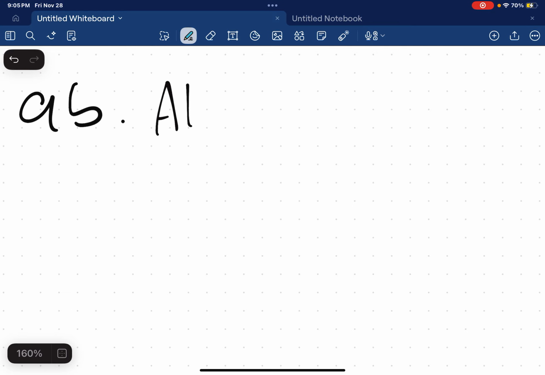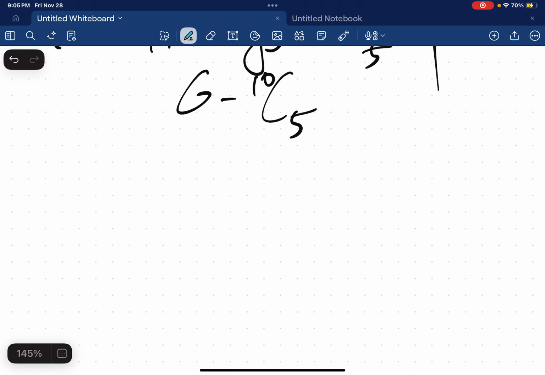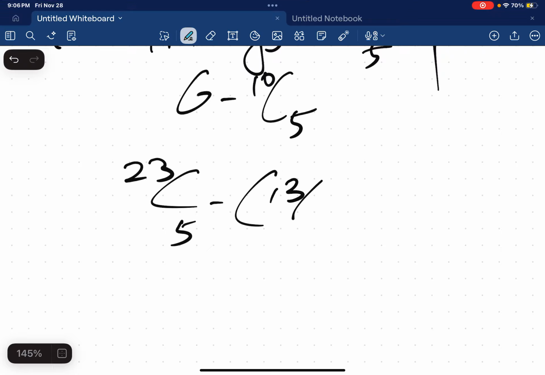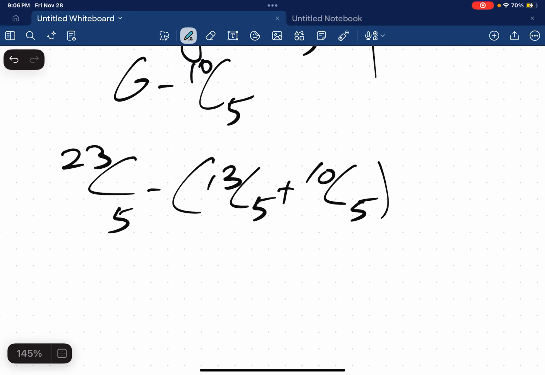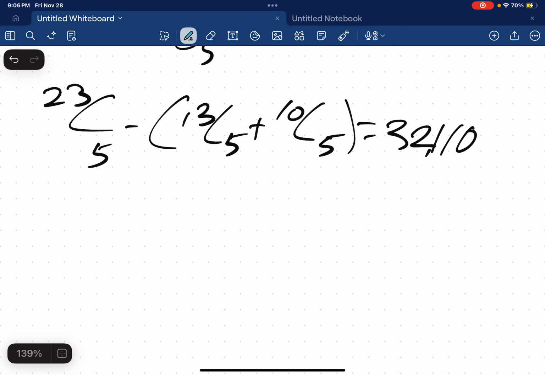So for all boys, that's going to be 13 choose 5. Girls, that's going to be 10 choose 5. And as we said in our last one, for no restrictions, it's going to be 23 choose 5, minus 13 choose 5, plus 10 choose 5. And when you do the math for this, you'll get 32,111.